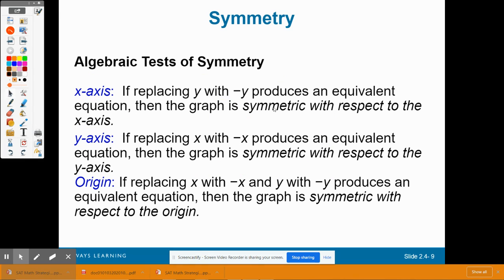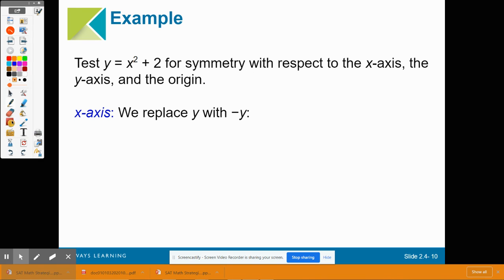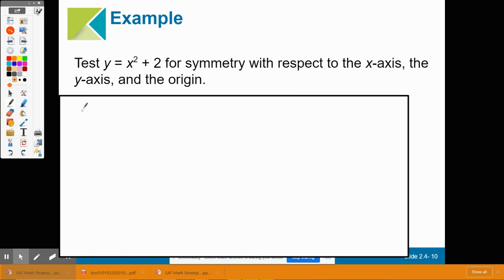So let's see how this looks. We're going to test this for all the symmetry. Okay, so first let's do x-axis symmetry.